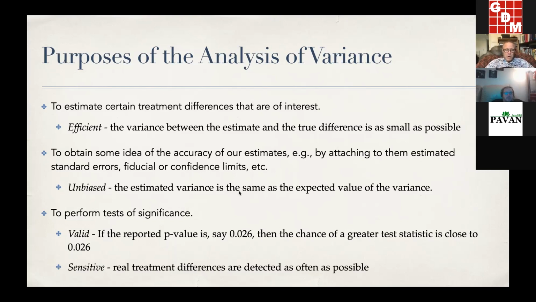And the variance that we're going to be most concerned with, in the type of analysis we do, is the residual variance. We also want to be able to perform tests of significance, and we want our tests of significance to be valid. That is, if we say a p-value is 0.026, then the probability of getting a greater test statistic, say a larger F ratio or a larger t-value, is really going to be about 0.026. Okay. If we misestimate our variance terms, then our p-values are not going to be valid.